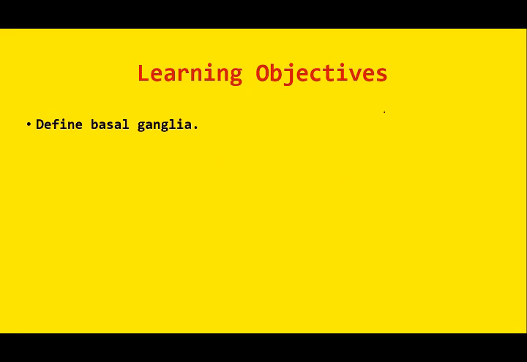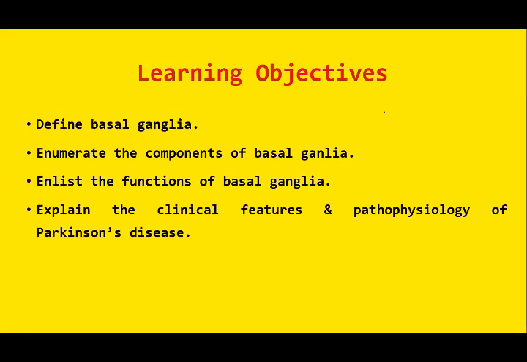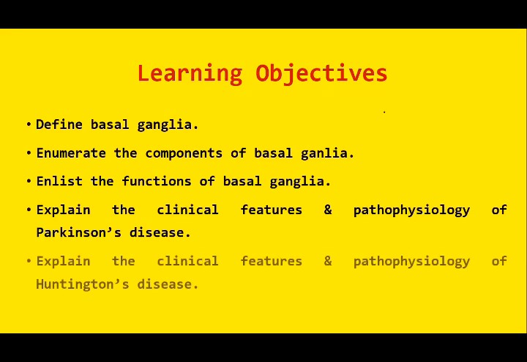So we will define basal ganglia. What are basal ganglia? What are the different components of basal ganglia? And then we will discuss the functions of basal ganglia. And at the end of today's session, we will learn two very important clinical conditions. The first one is Parkinson's disease, and the second one that we will discuss is Huntington's chorea, also known as Huntington's disease. So these are the learning outcomes for today's session. So let's begin.